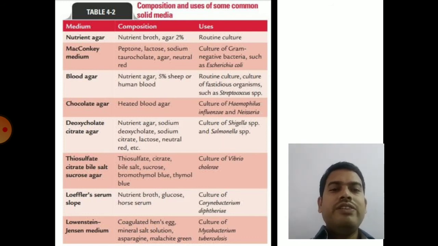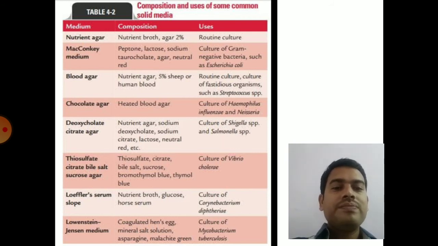So it contains nutrient agar with 5% sheep or human blood. It is especially used for growing streptococcal species. Streptococcal species will give good results on the blood agar medium, and on blood agar, mainly streptococcal species will grow.